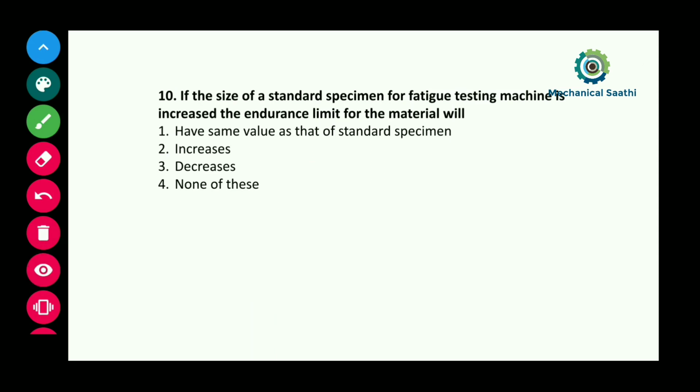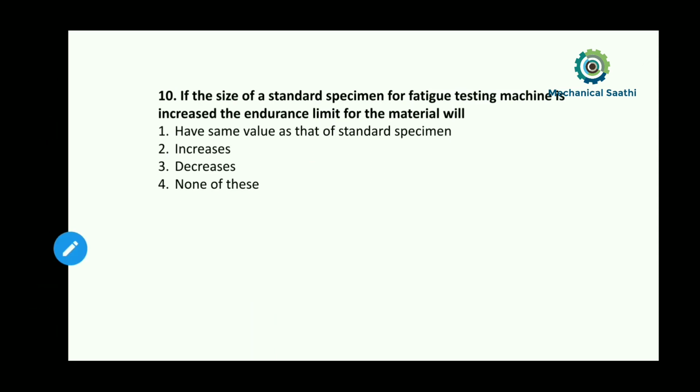So what do we understand by endurance limit? It is the limit up to which any specimen can withstand the cyclic load. Obviously, if we increase the size of the standard specimen, your endurance limit will decrease. So for this, option 3 will be the correct answer.